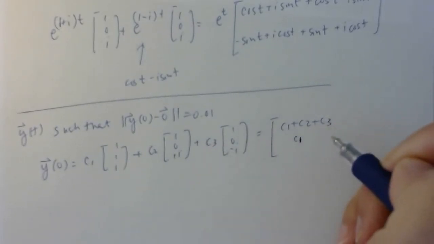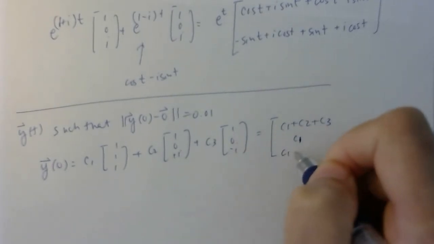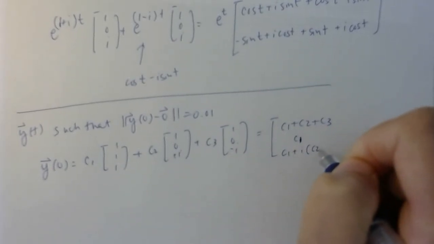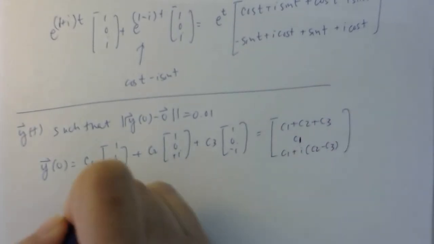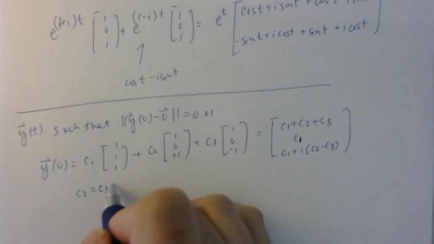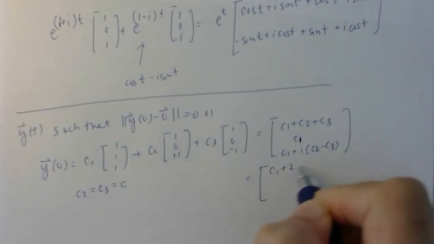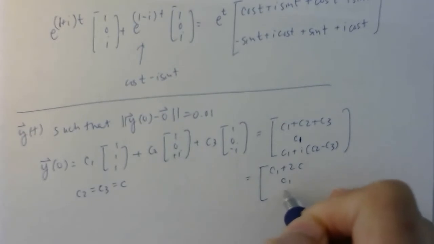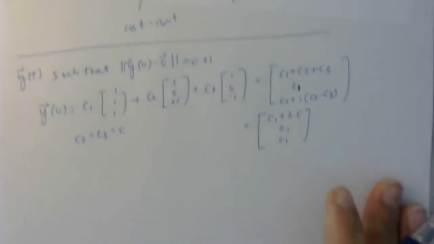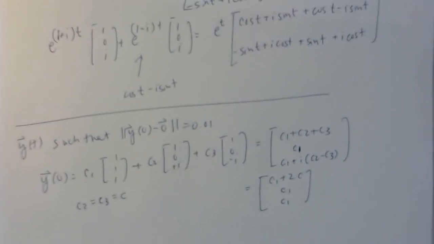C1 here, and then c1 plus i times (c2 minus c3). So that means we want c2 to equal c3 to get rid of the imaginary part here. Let's just call that c. So this would be c1 plus 2c, c1, and c1 plus... So I can choose the c's in this way. So it gives me a lot of options.